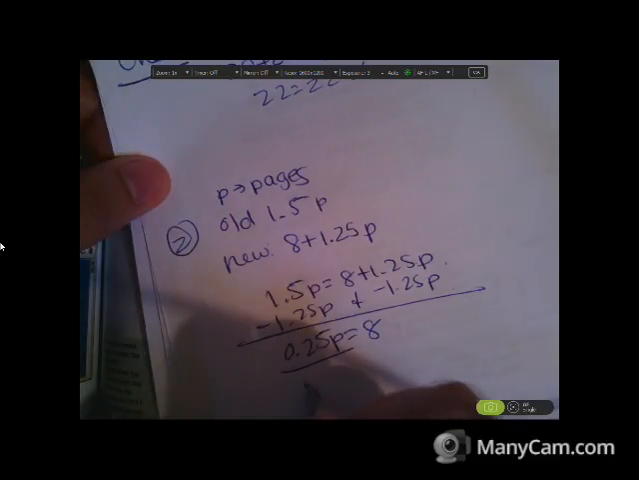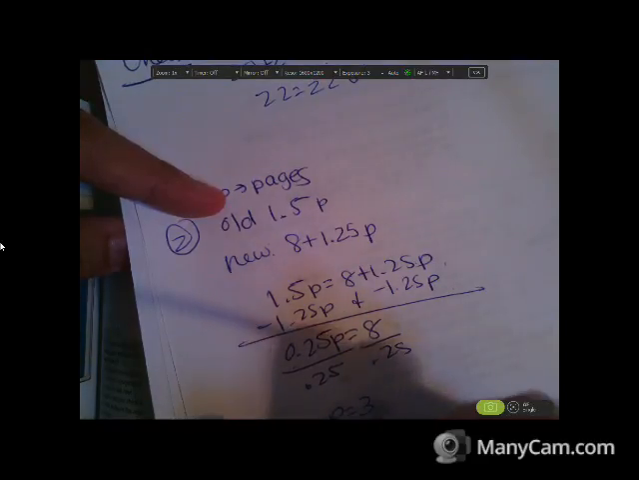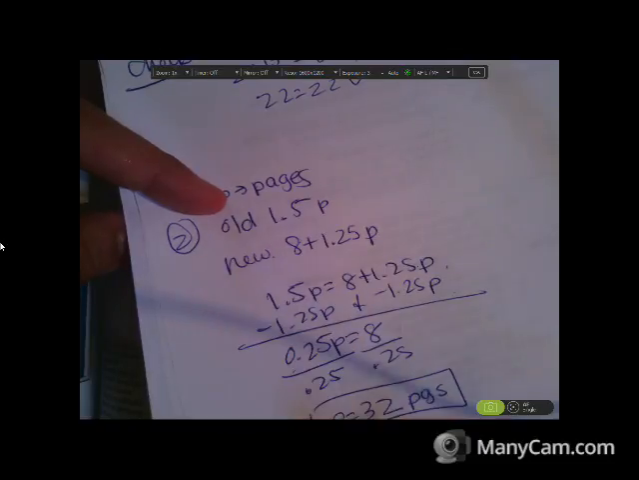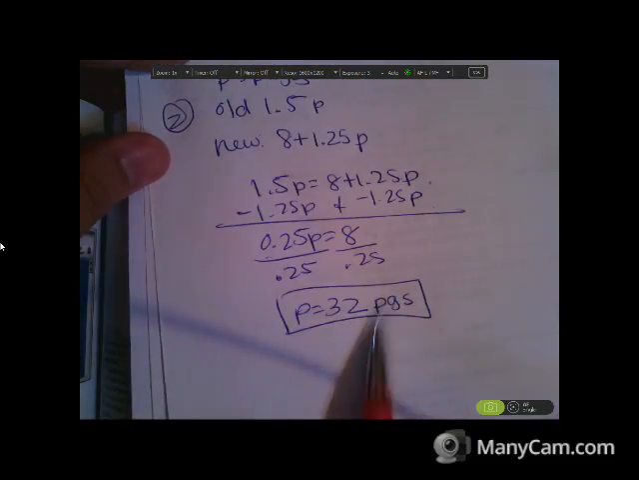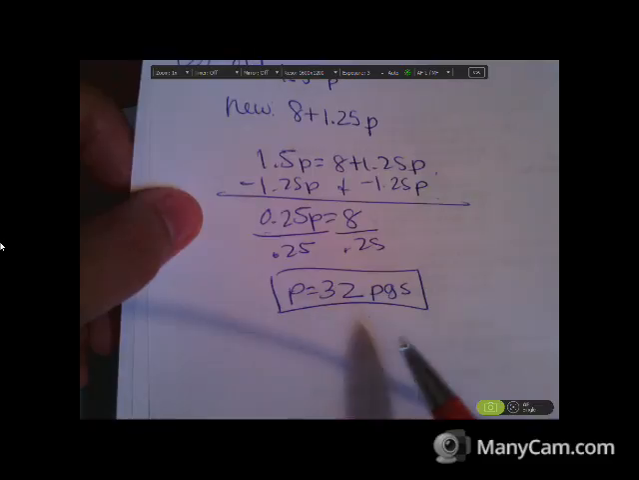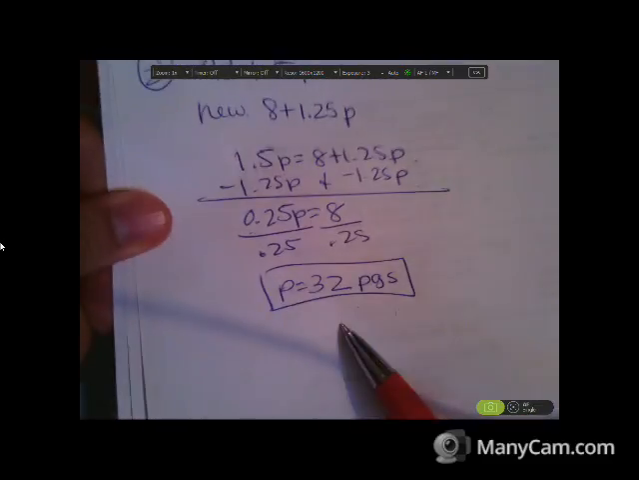So I'm going to divide by 0.25 and 0.25. And when I do, p equals 32 pages. So the web designer would have to design 32 pages in order for it to take the same amount of time using the old software versus the new one. The minimum is 32 pages. So why don't you try the got it right here?